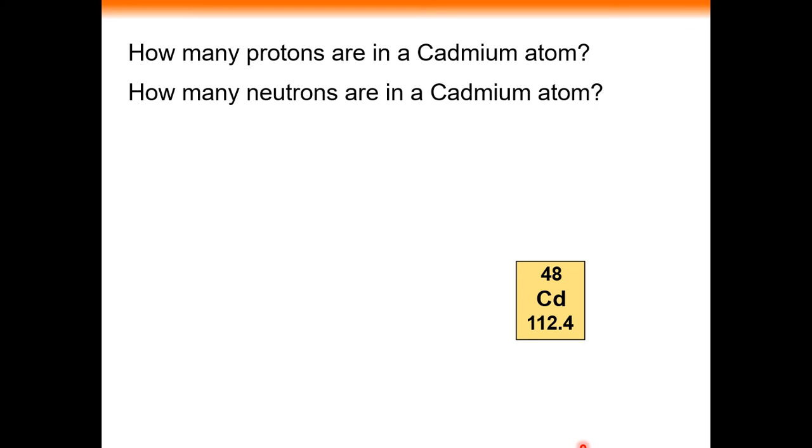Some of you are like, 48, because it's electrically neutral. Now don't say that. Remember, this number down here is the atomic mass. It tells you how many protons and neutrons. If there's 48 protons, how do you calculate the number of neutrons?